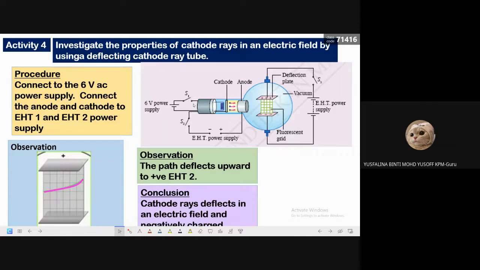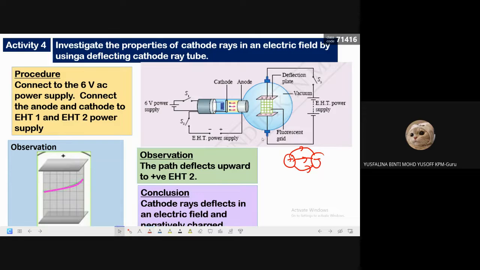If it bends to the positive plate, what can we conclude? We can conclude that the cathode ray is a negative charge, and also that it can be deflected by the electric field. When you put the positive and negative charge, there will be a current flow, so there will be an electric field. Positive going out, negative going in. Electric field here, not electric charge. So it can be deflected by the electric field produced by the plate.